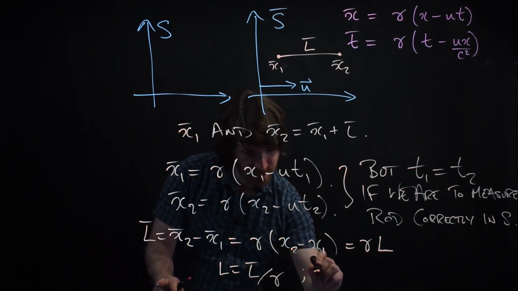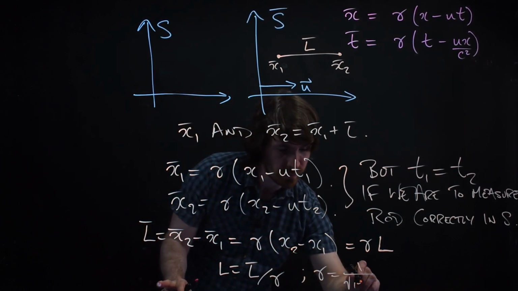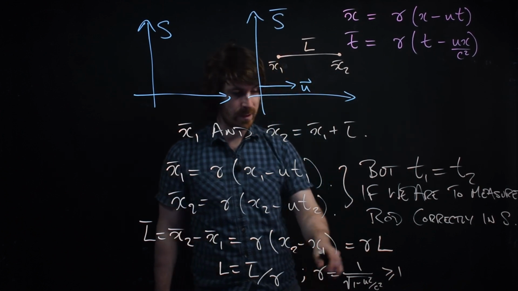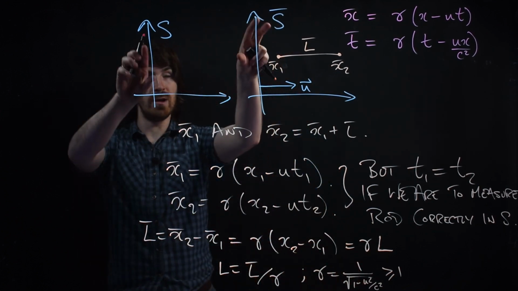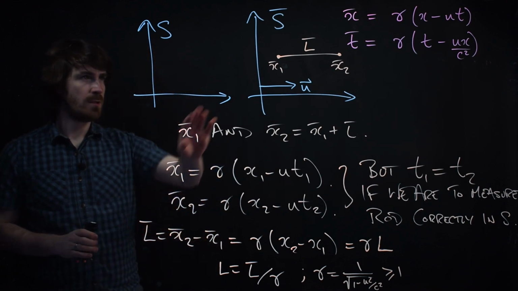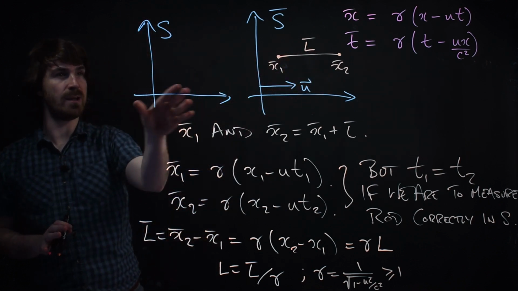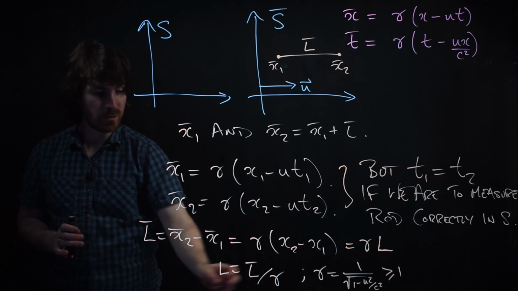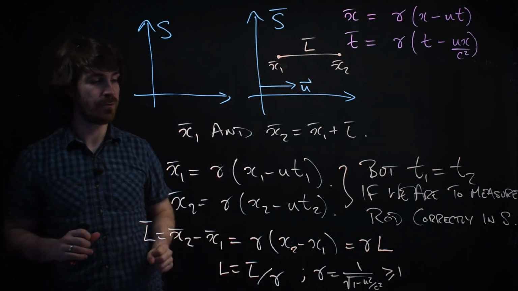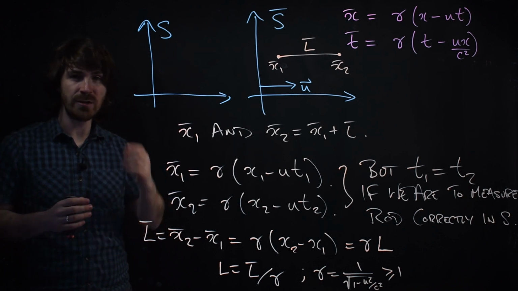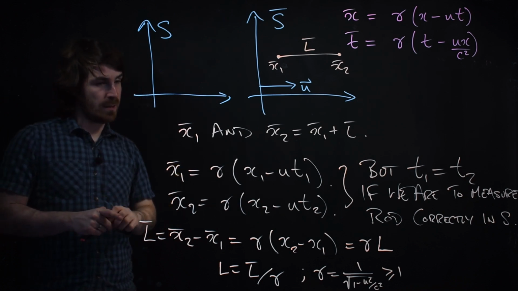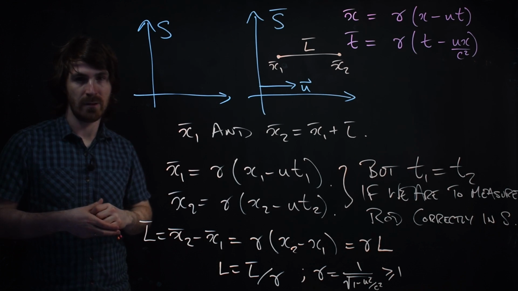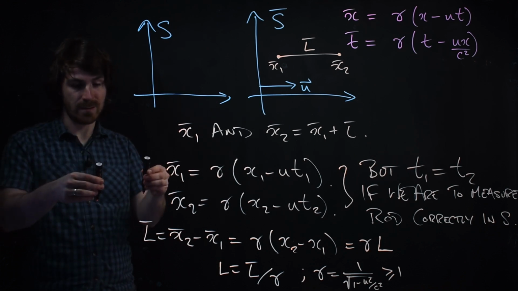And remember what gamma is. Gamma equals 1 over the square root of 1 minus u squared over c squared, which is greater than or equal to 1. Okay, and it's only equal to 1 if u is 0. That's when the two frames are the same frame. So if you're sitting in frame S and the rod moves away, then you observe the rod to be shorter than someone moving with the rod. Okay, so this is length contraction. And it leads to the conclusion that there are no rigid bodies in special relativity. A rigid body is a body with fixed lengths in it.